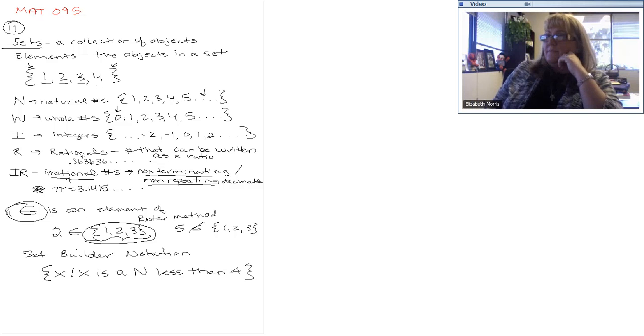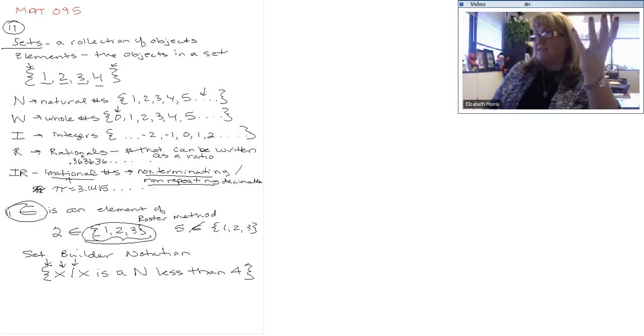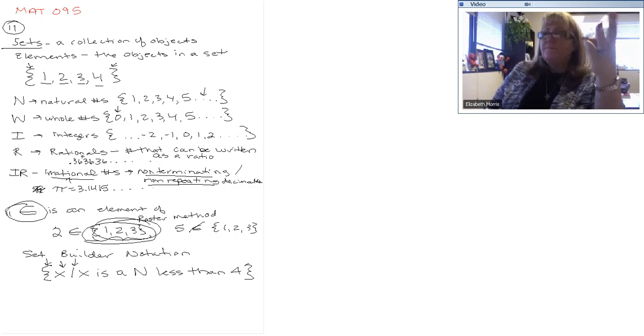I'm describing it. The set, you have to have that, and then you have to have these two pieces, x such that, and then you describe what x is. X represents all these things. So x is a natural number less than 4. Would that be 1, 2, and 3? Yes. So listing the numbers, describing the numbers. Listing the elements, describing the elements. Okay?